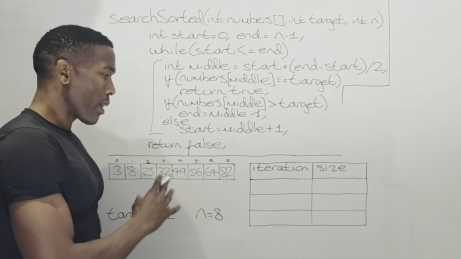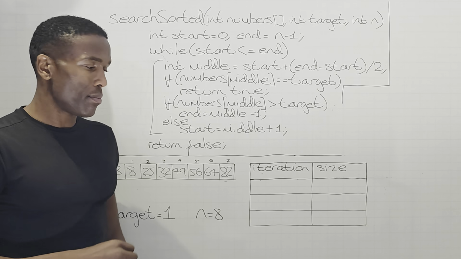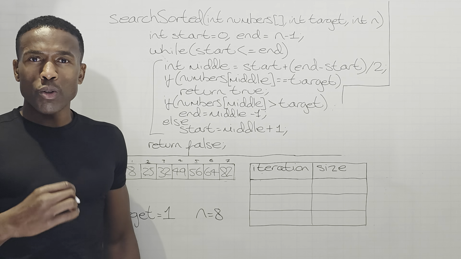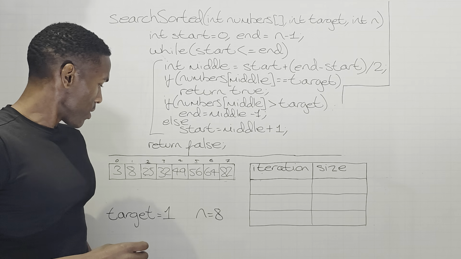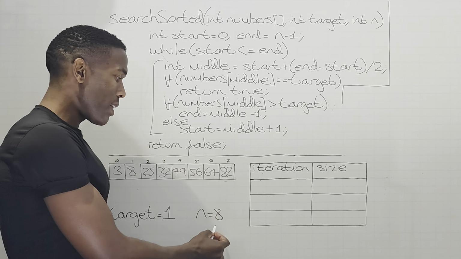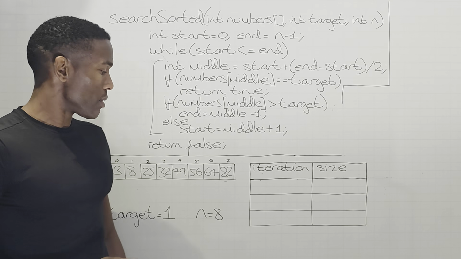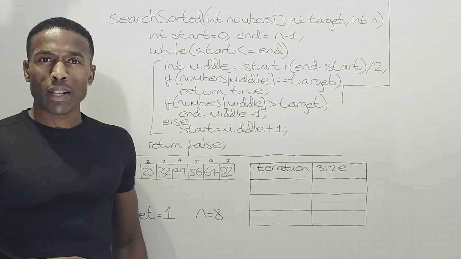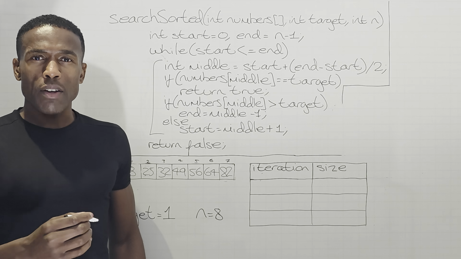So let's use the example here to trace through our algorithm. Here we have our array of numbers, all sorted in ascending order, with the target we're going to search for, 1, and the length of our array, 8. So first of all, let's point start, middle and end to the correct locations.